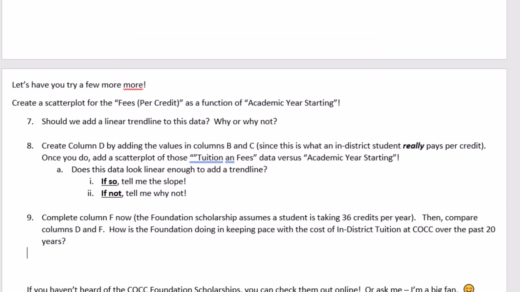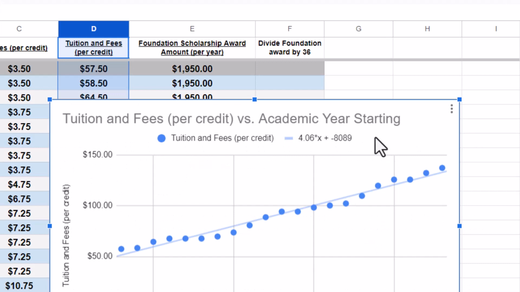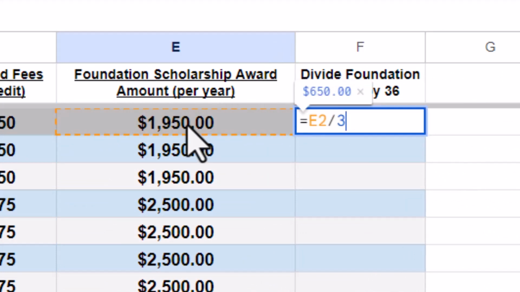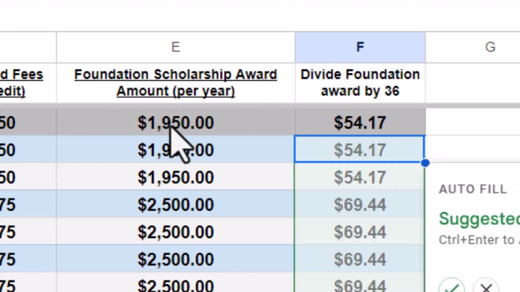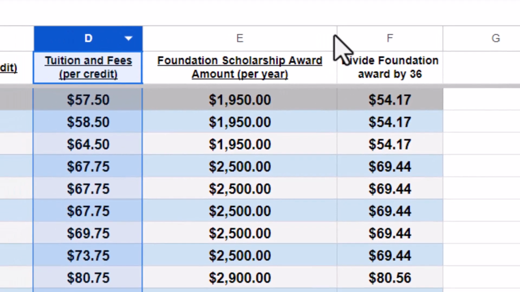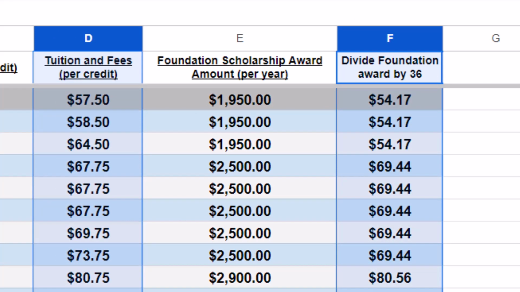Oh, okay. All right. I see what I'm asking here. So we're going to take the foundation award given in 2003 and divide it by 36 because that award is for 36 credits. And we're going to copy that down. So now I'm asking you to look at just columns D and F. And my question is a very open-ended one. How is the foundation doing?